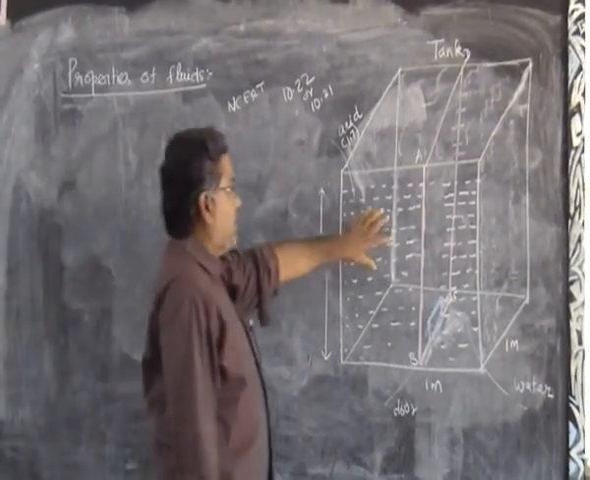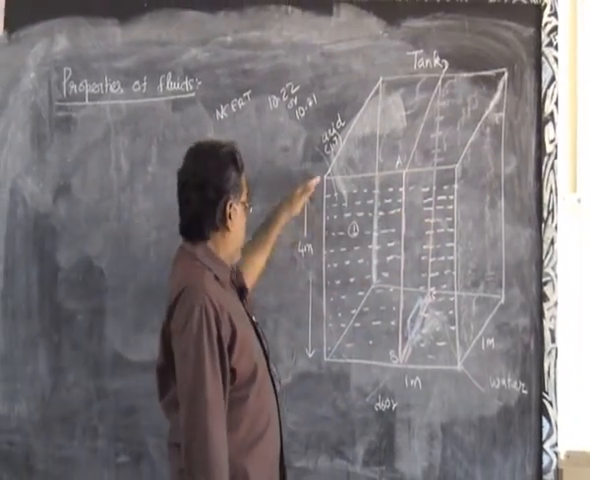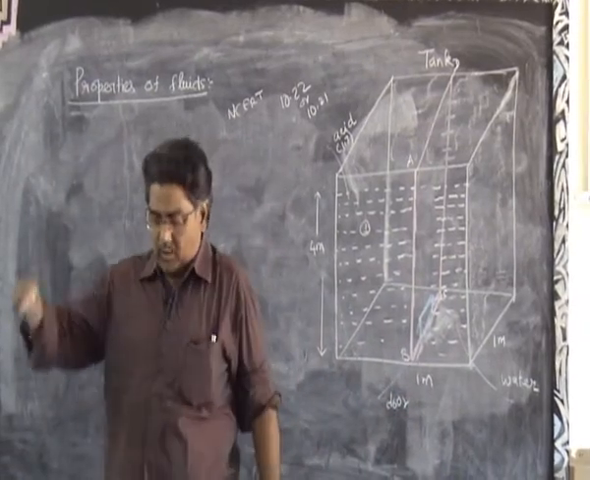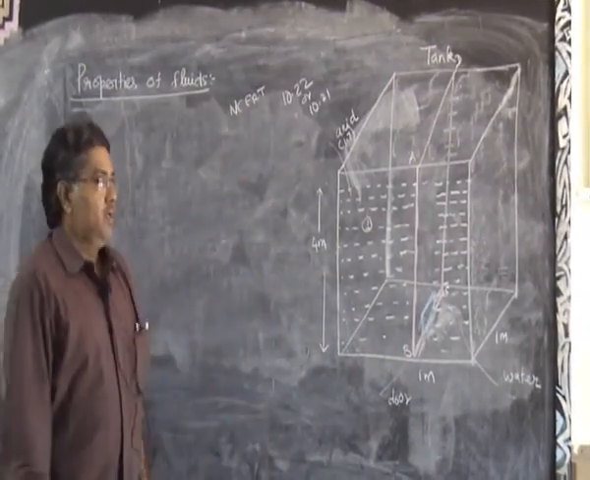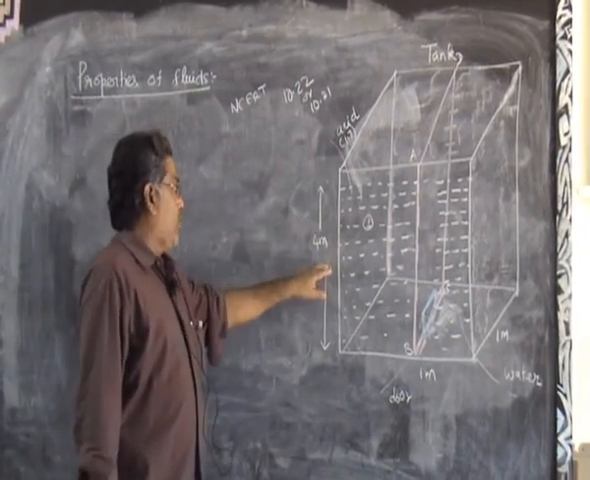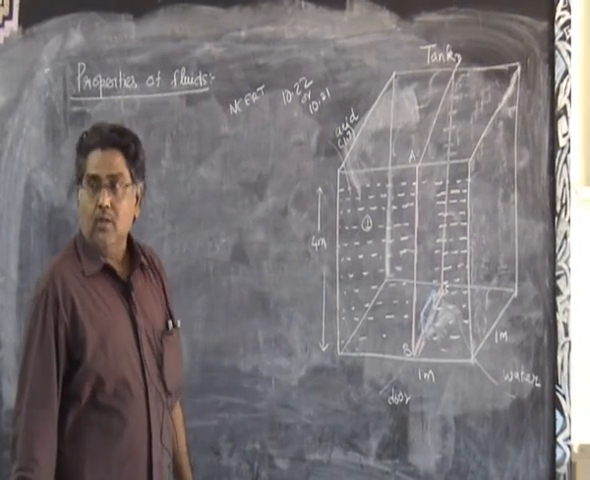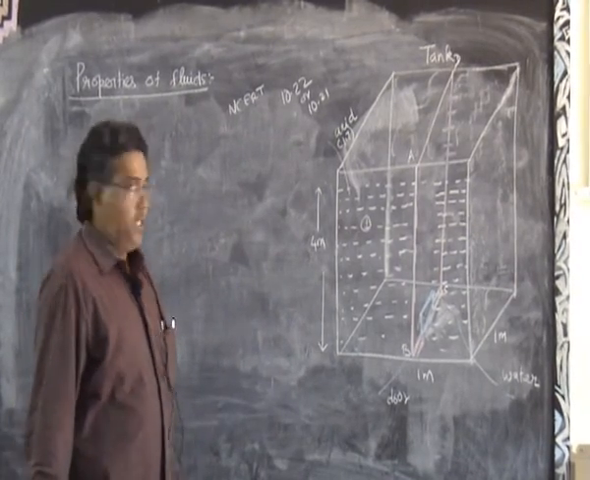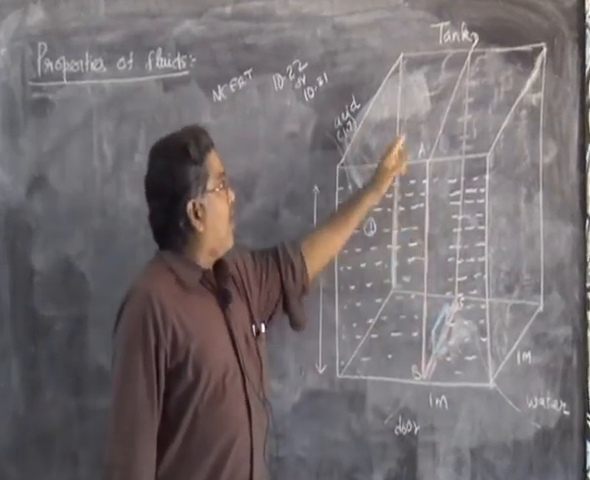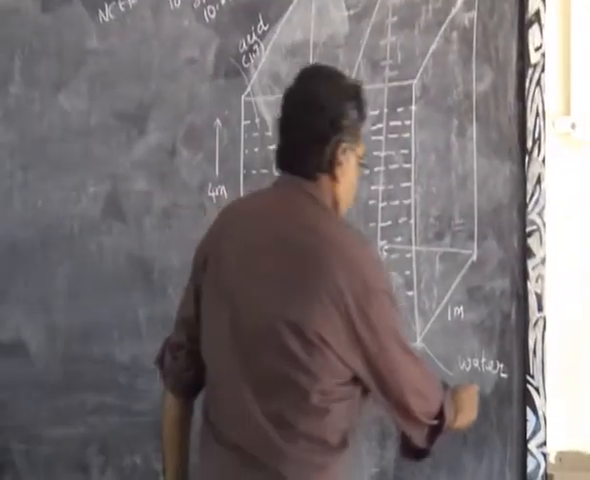It is filled in one chamber. In the other chamber, you take water, both to the same height, 4 meter. So the height of water in the right chamber is also 4 meter, and the height of acid in the left chamber is also 4 meter. Of course, RD of water is 1.